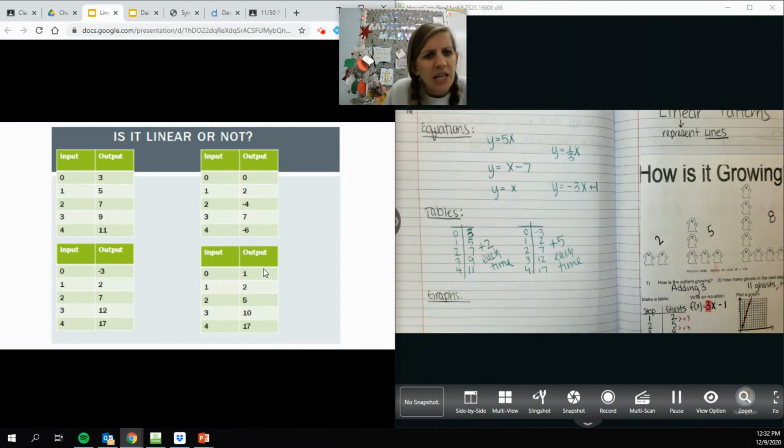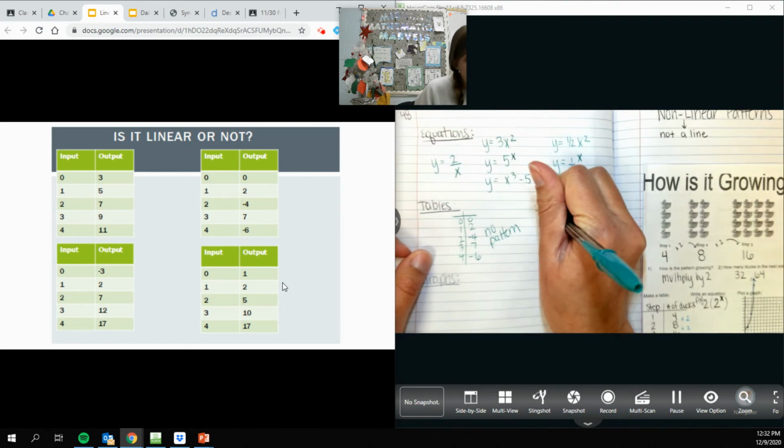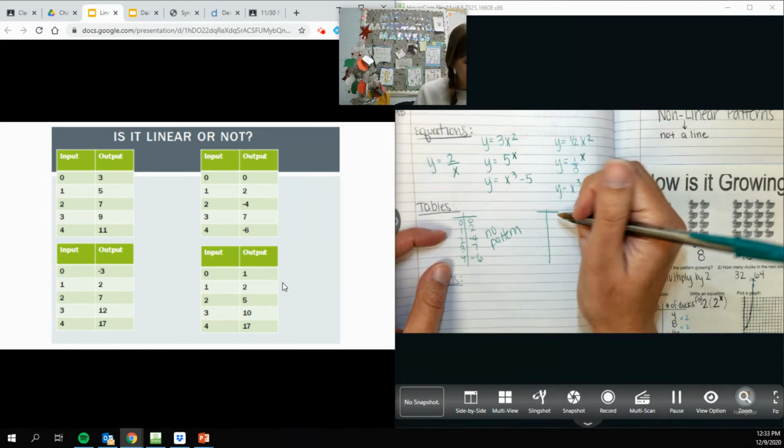And then last one, so this one here, when I look at the outputs, we're at 1, then 2, then 5, then 10, then 17. And it's like, okay, from 1 to 2, we added 1. 2 to 5, we added 3. 5 to 10, we added 5. So they're not adding the same thing every time. They're not multiplying the same thing every time. It's not like I times by 2 each time. But there is kind of a pattern here, but it's not linear because it's not adding or subtracting. Like you could subtract the same thing every time. That would also be linear, but this one sure isn't.